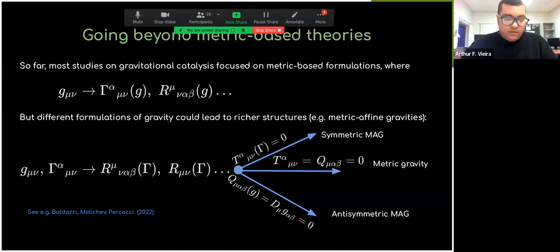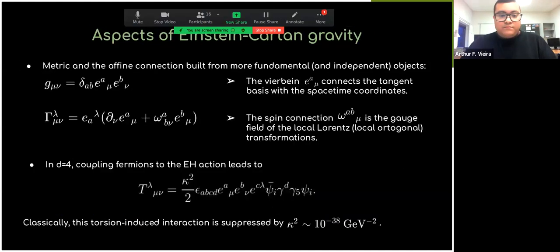But in the other direction, if you turn off the non-metricity tensor, you reach antisymmetric metric affine gravity. And if you switch off both, then you get standard general relativity. So for this talk, I will focus on the last, on some version of this antisymmetric metric affine gravity. And this version is called the Einstein-Cartan formalism, and is based on more fundamental and independent objects, which are the Vierbein and the spin connection.